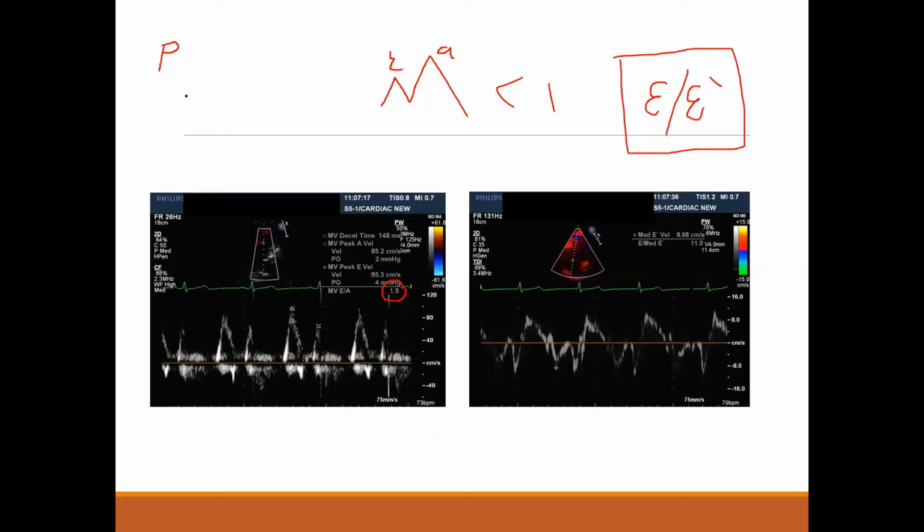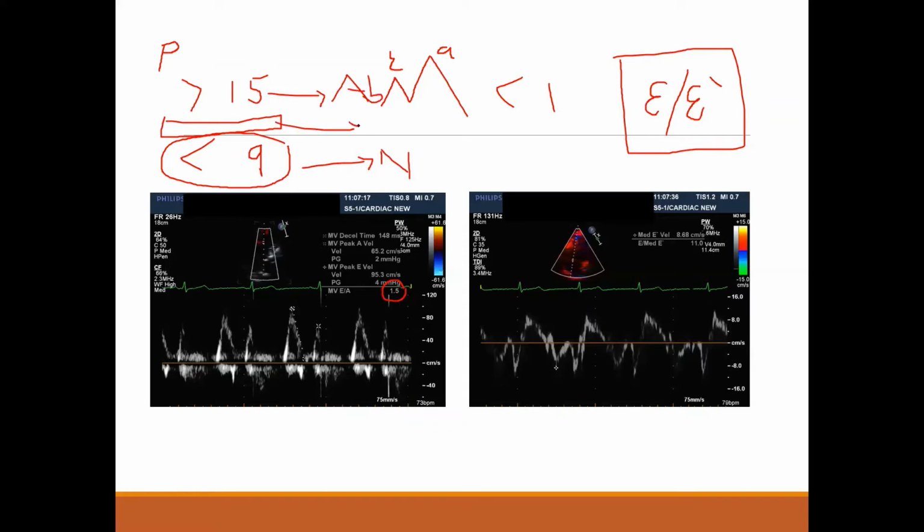You have more than 15, less than 9, and in between. If it is less than 9, that is normal. If it's more than 15, that is abnormal. And if in between, that's a gray area. Like you said, Doctor, correctly, you need to seek further measures to decide about the grade and the state of the diastolic function. So here it was 11, so it's falling in the gray area. So probably you need further metrics and measurement.